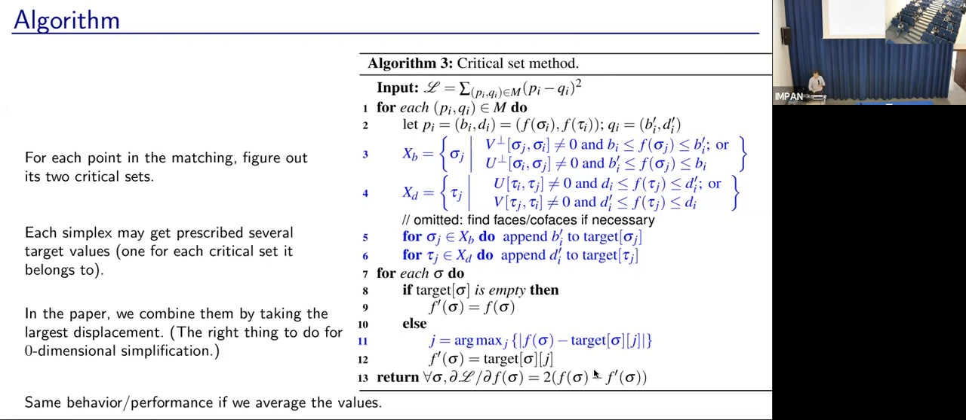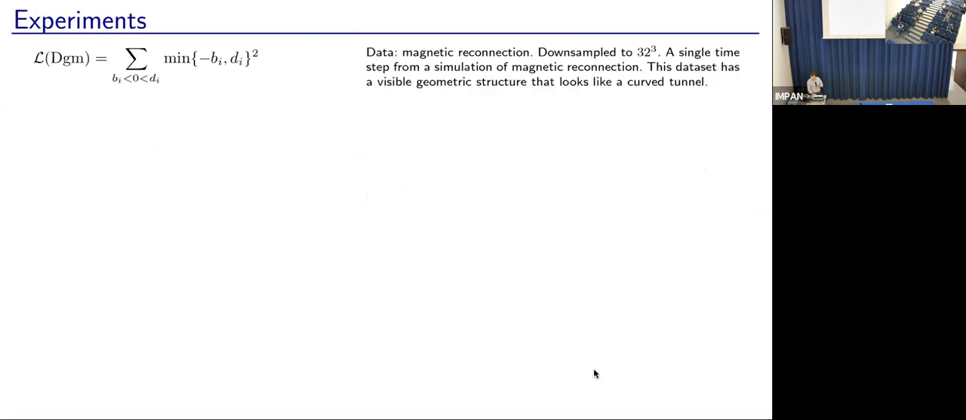Okay, so we implemented this. We did some experiments. The first is this quadrant loss, where you have a bunch of points, and you're trying to move them out of the quadrant. And the data comes from some simulation of magnetic reconnection.